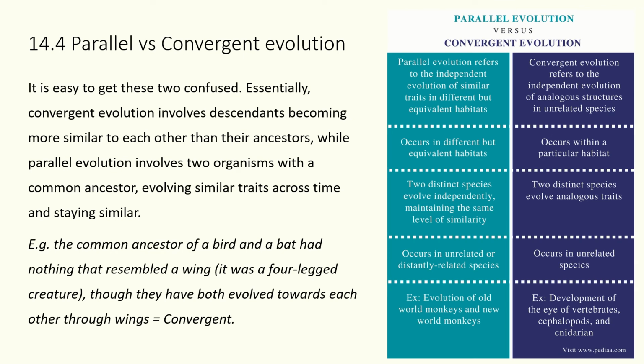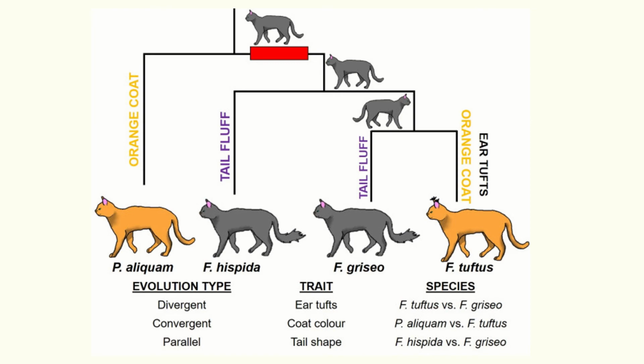Okay, so convergent evolution is descendants becoming more similar to each other than their ancestors were similar, while parallel evolution means that you've got two organisms with a common ancestor evolving similar traits over time and staying similar. Here we have an example of all three types of evolution, with some cat examples.